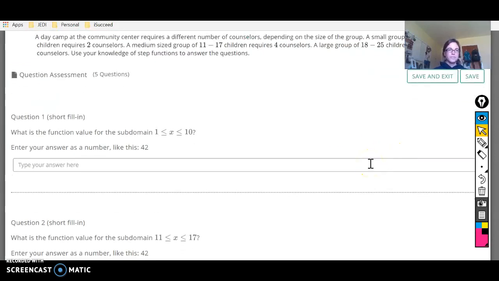Question 1. What is the function value for the subdomain 1 is less than or equal to x, which is less than or equal to 10? Well, let's figure this out, but let's go ahead and graph what each of these is going to look like. So these, remember, are step functions.